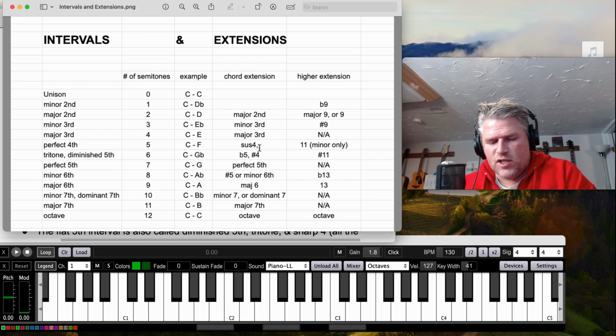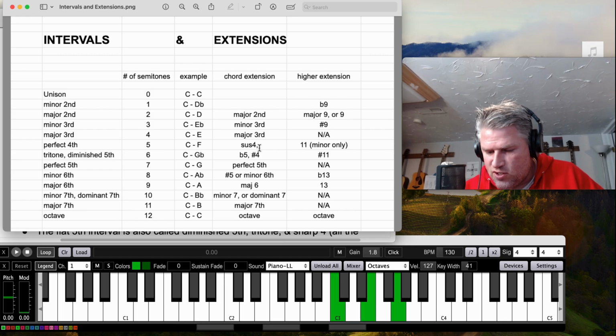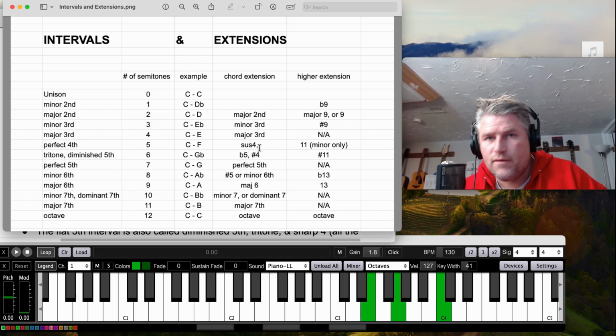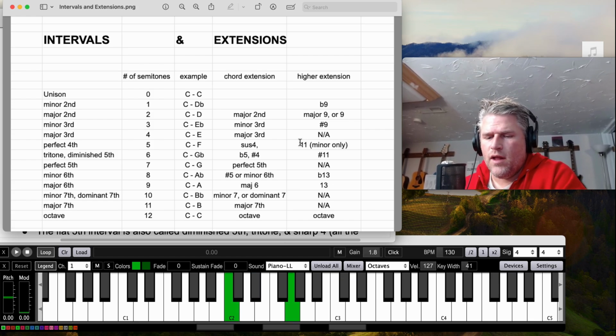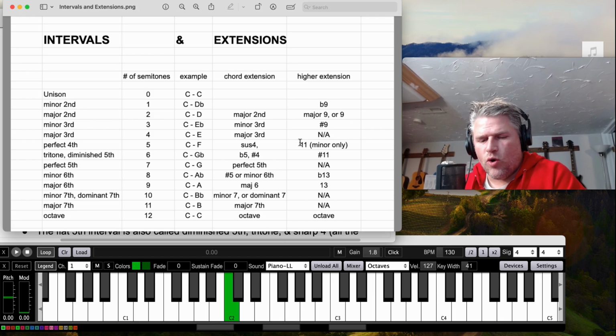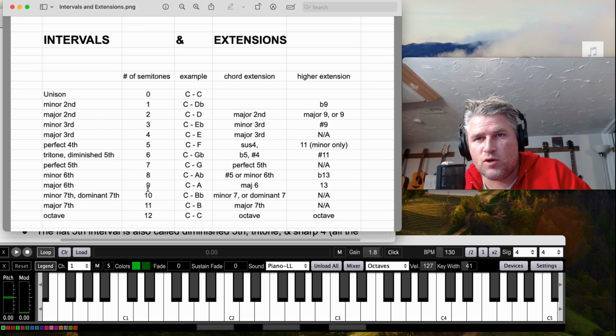Those are called inversions, but we'll do that on a different video where you just take this note and move it up an octave and change the voicing. Take this, move it up an octave. Anyway, perfect fourth. We do see it up an octave in jazz only on a minor chord. So if I have a minor 7 chord, C minor 7, and then it says 11, just memorize this, 11 is the same thing as perfect fourth, so it means up a fourth.